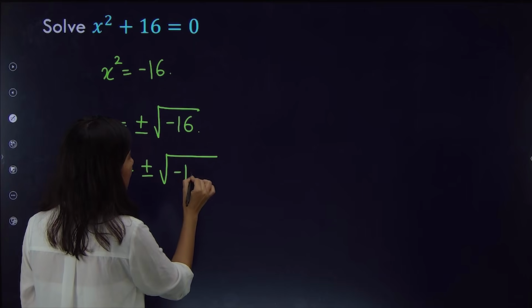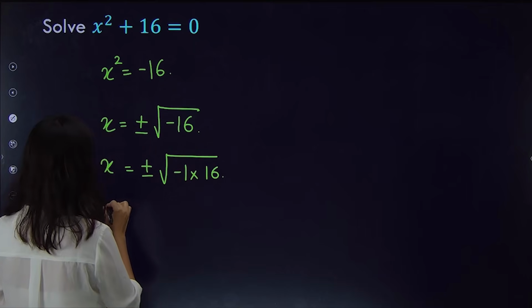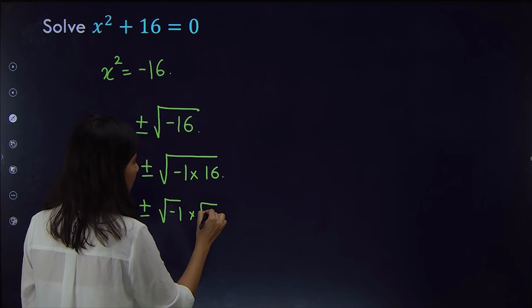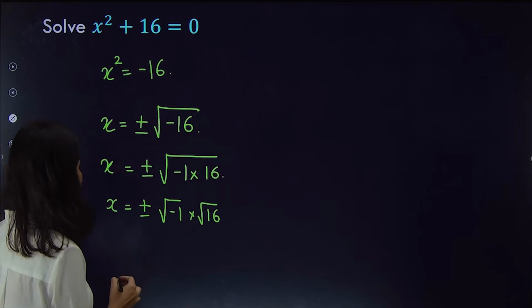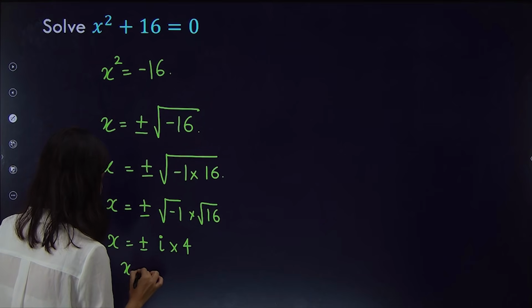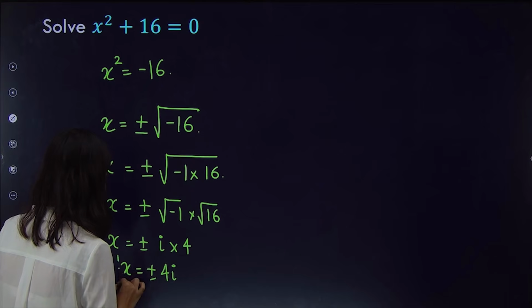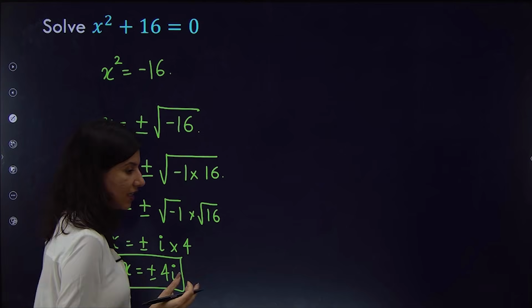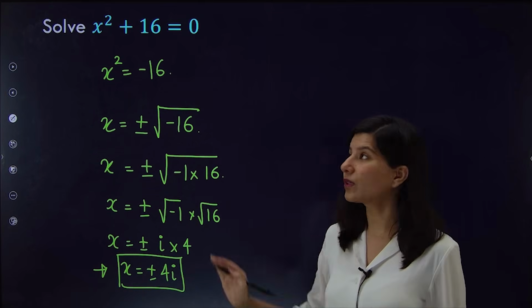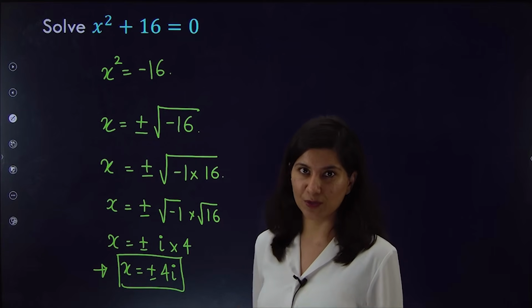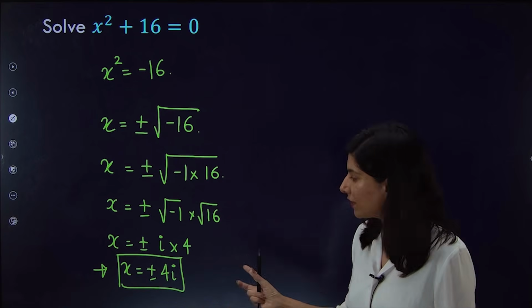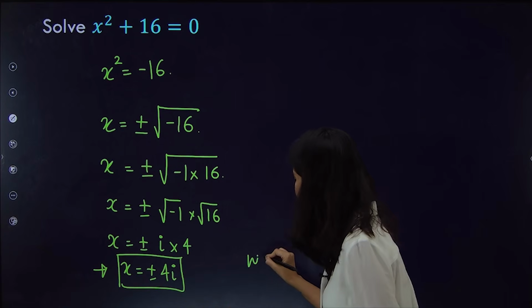So this is -1 into 16. So x will be plus minus square root of -1 into square root of 16. Now, square root of 16 is 4. So x will be equal to plus minus iota multiplied by 4. So x will be plus minus 4 iota. This is the basic way to solve any quadratic equation which has imaginary roots. Plus minus 4 iota will satisfy this particular quadratic equation. Okay, this is just a beginning. The introduction of iota is what we have done right now, where iota is what?